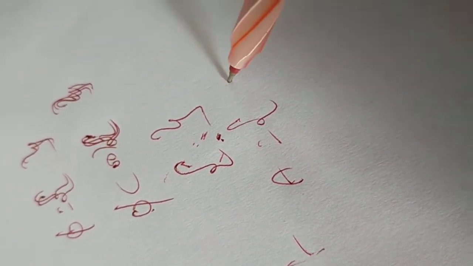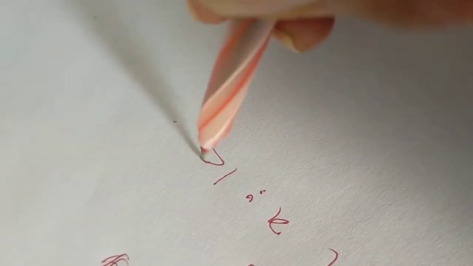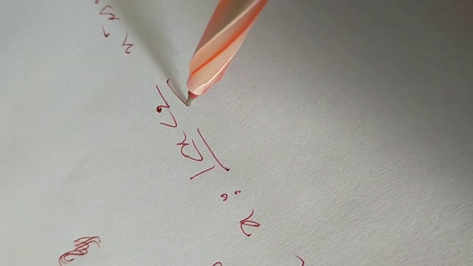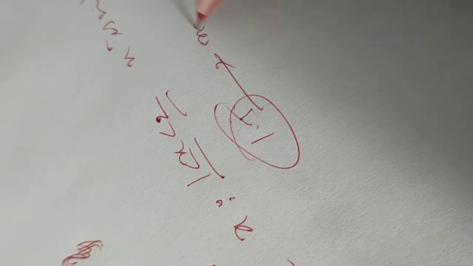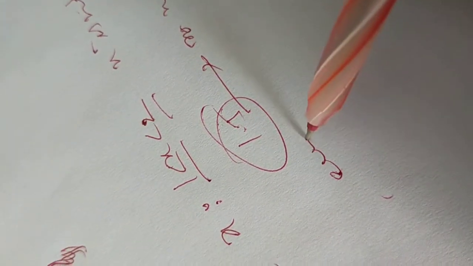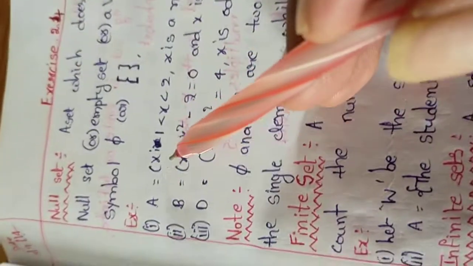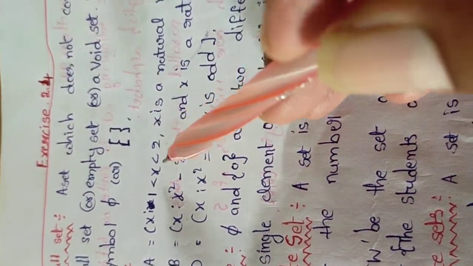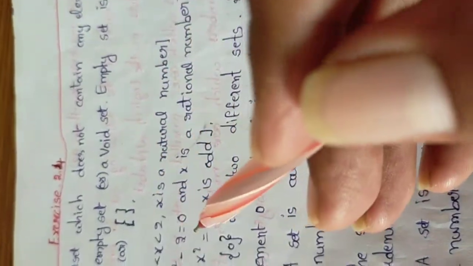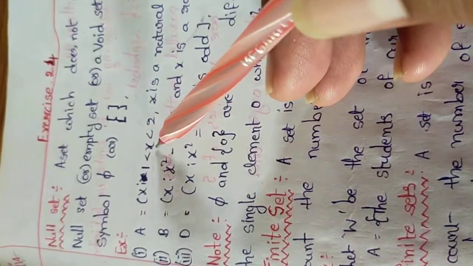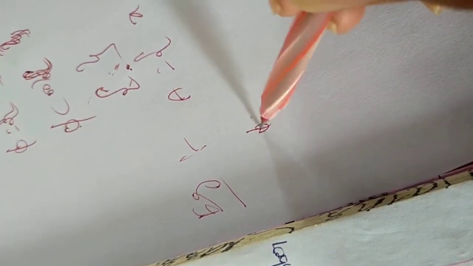A is the set of x such that 1 is less than x less than 2, and x is a natural number. With 1 above and 2 below, there are no natural numbers. 1.5 is not a natural number. So there is no natural number, and it is an empty set.